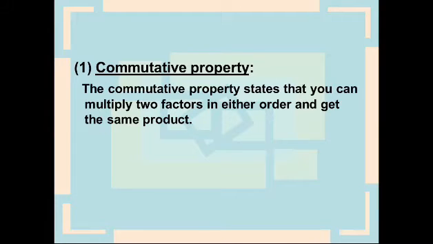The commutative property states that you can multiply two factors in either order and get the same product. For example, 5 multiplied by 2 is the same as 2 multiplied by 5, which equals 10. A multiplied by B equals B multiplied by A.